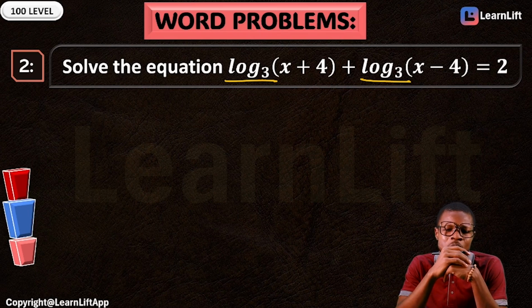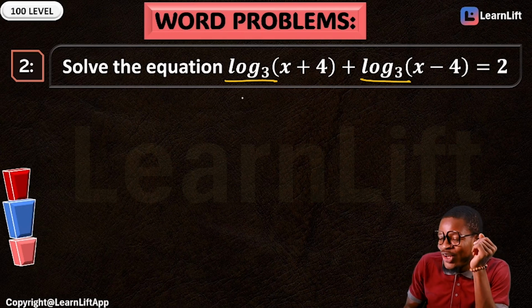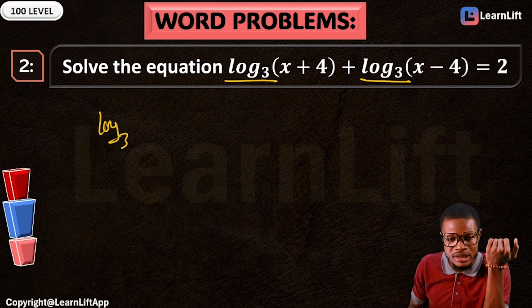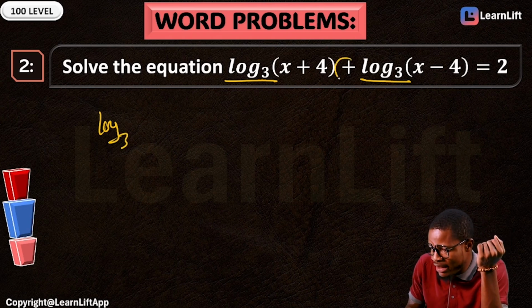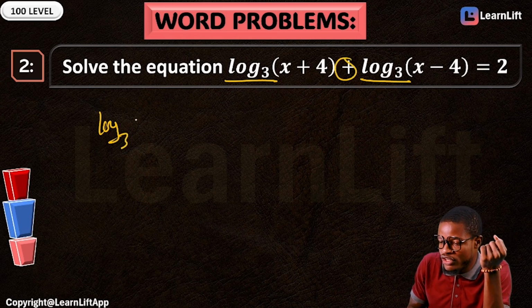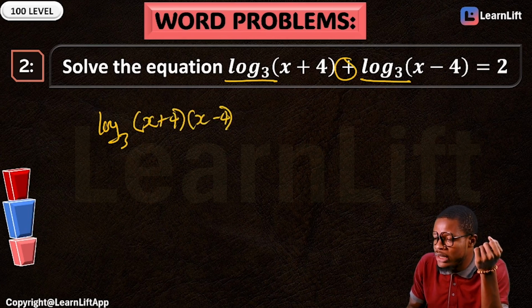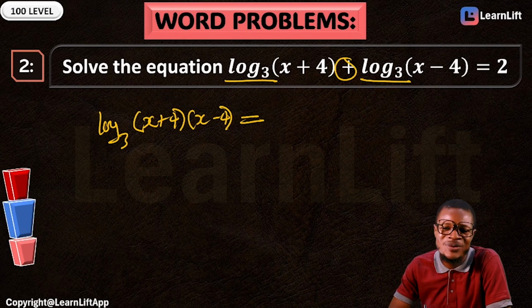Well, let's go very fast. Log base 3, log base 3. What will I do? Carry one of the log base 3. Are you seeing it now? Since it's plus here, the plus will change to times. That's going to give me x plus 4 into x minus 4 is equal to, simple.